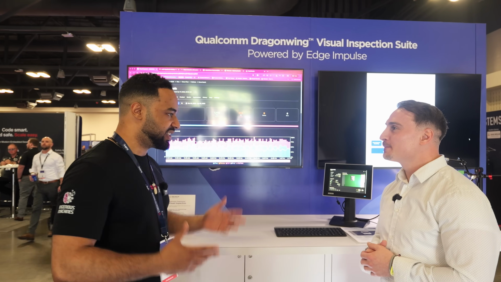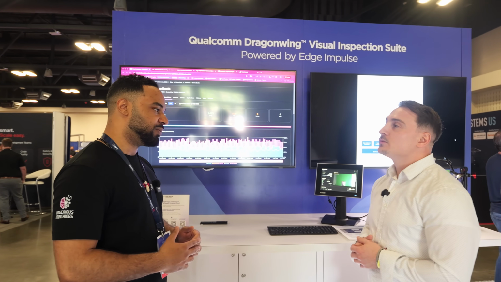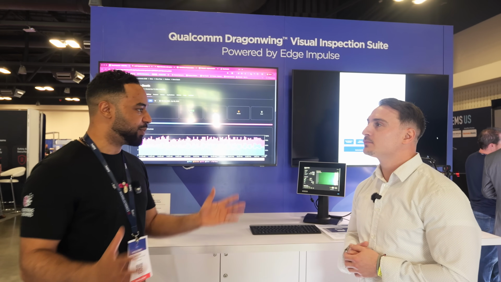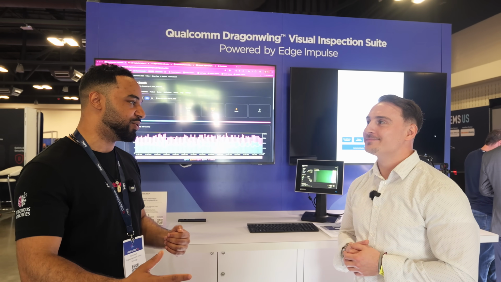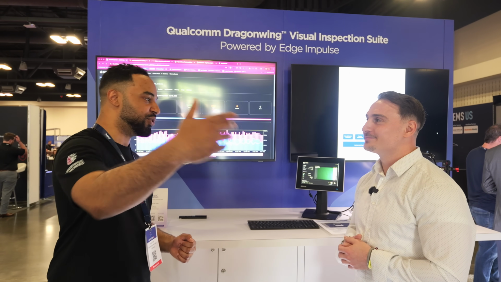So, tell us what we're looking at. Obviously, we can see it's a Qualcomm Dragonwing Visual Inspection suite. But what does that actually mean? What would this mean for, let's say, an engineer, or where would they deploy this in the process of starting their own enterprise or their own OEM?